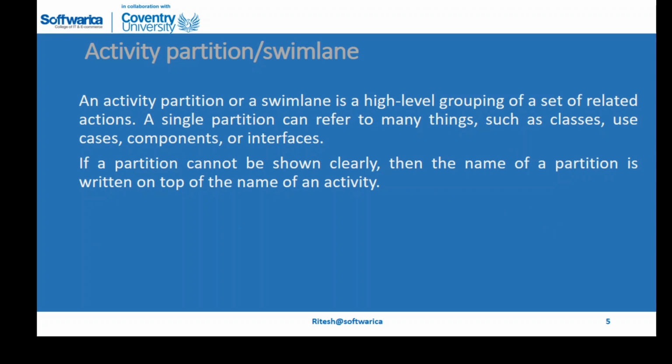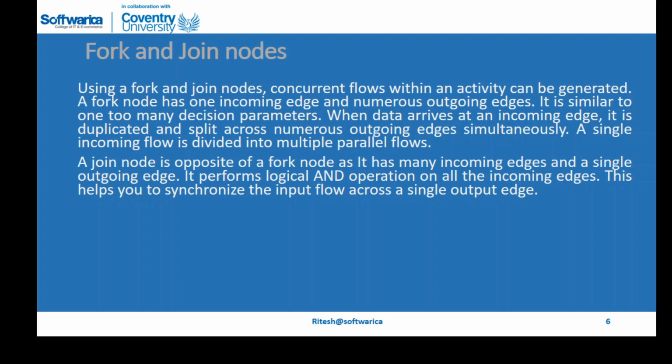Activity partition and swimlane. An activity partition or swimlane is a high-level group of a set of related actions. A single partition can refer to many things such as class, use case, component, or interface. If the partition cannot be shown clearly, then the name of the partition is written on the top of the name of the activity.